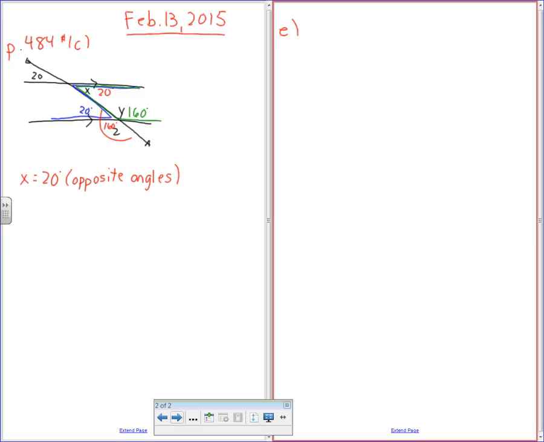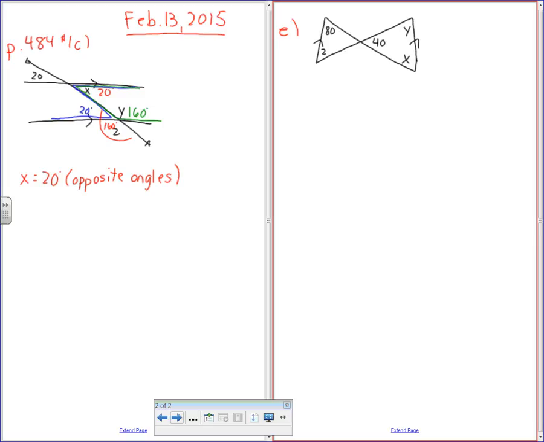E is this one right here. Yeah, those don't look parallel, those are still parallel right there. Okay, that's going to be X, that's going to be Y, that's going to be 40, and that's going to be Z, and that's going to be 80. Okay, now, what can I do here? What's the first angle I can find?